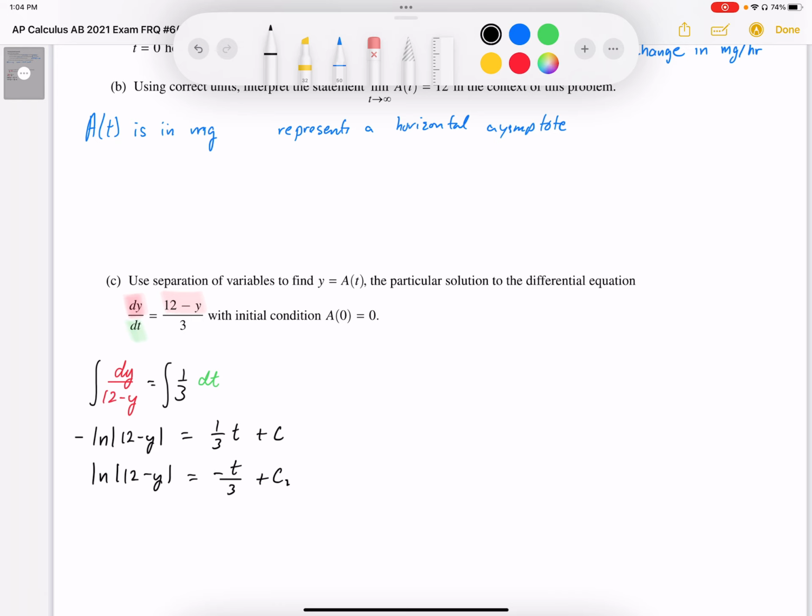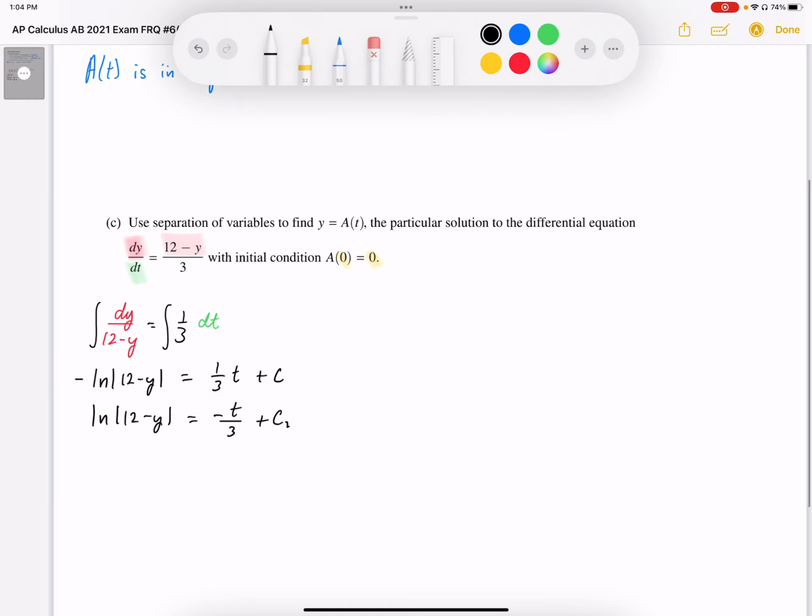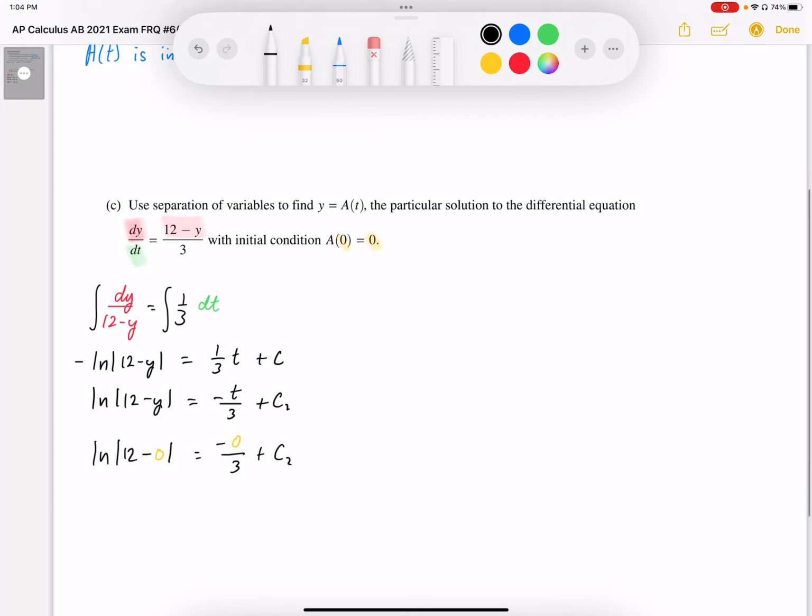And I can solve for the c by using the initial condition. So my initial condition was t is 0, a is 0, so I'm going to plug that in. So solving for the plus c, I'm going to end up with log 12 minus 0, 0 for y, and that's going to be 0 for t. So solving for c, I end up with c is equal to log 12.